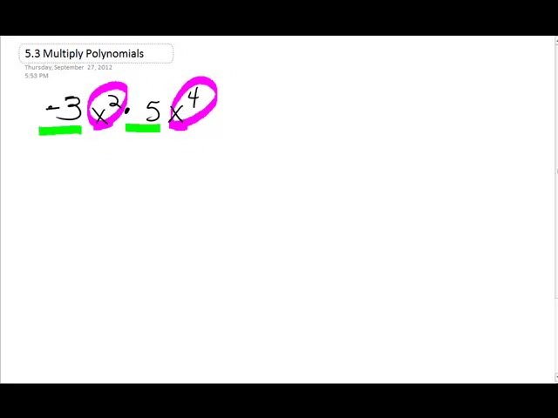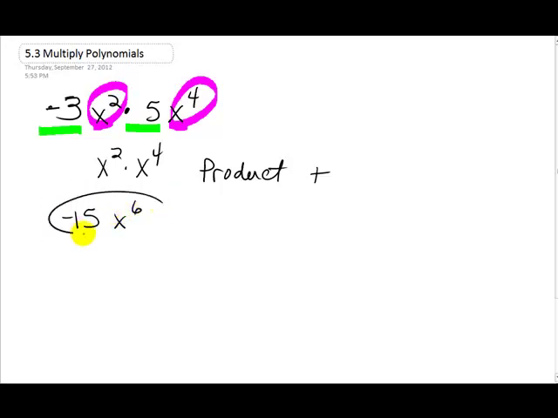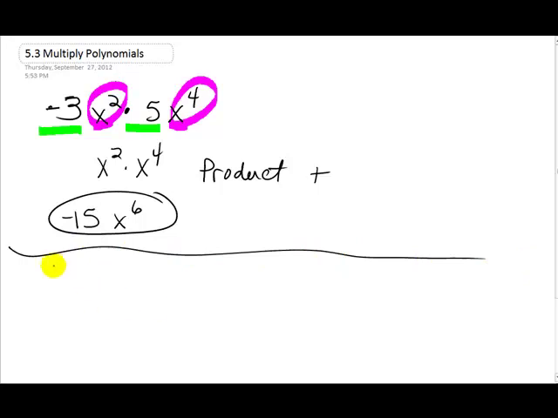And then, what rule would we have to use if we have x squared times x to the fourth? Right, product. Remember, we add the exponents. So we'll have negative 15x to the 6.